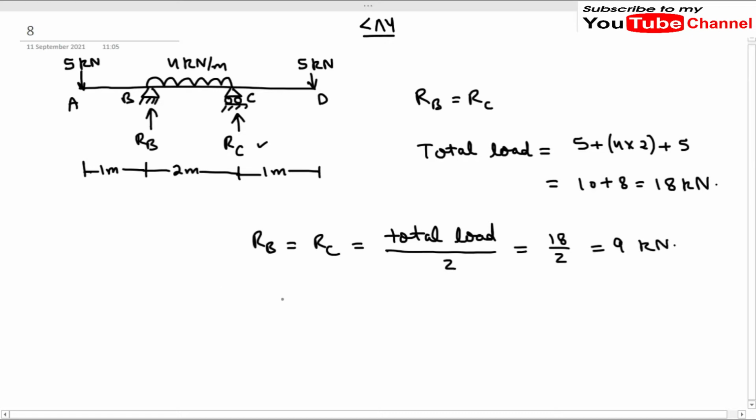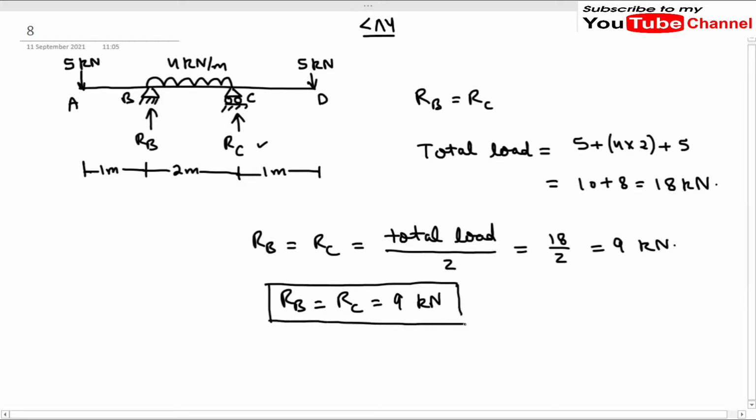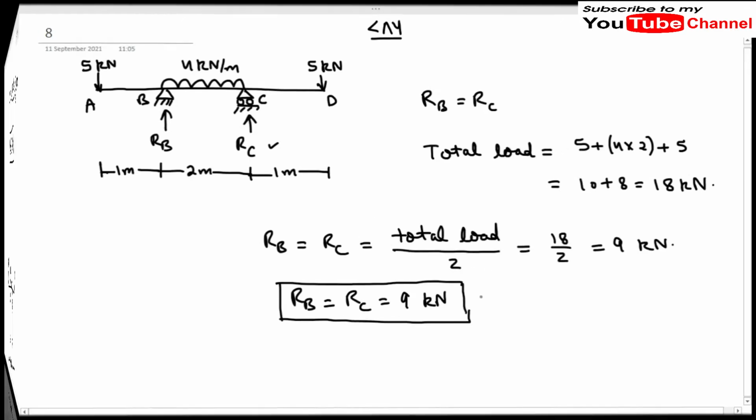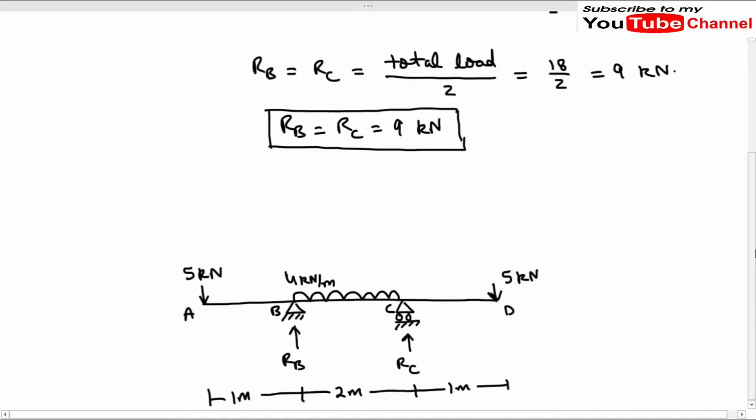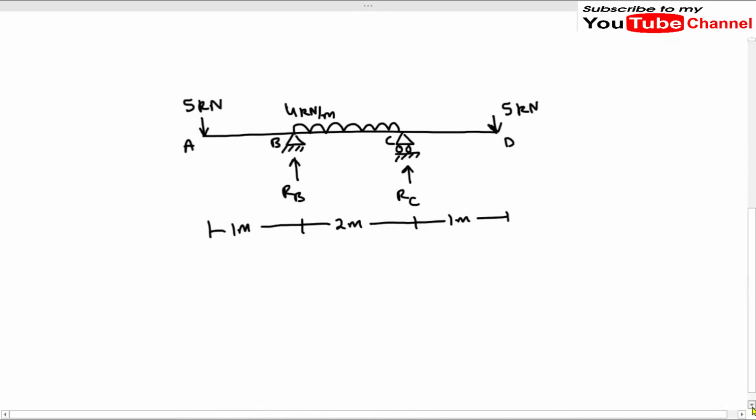Now we have got the value of RB equal to RC equal to 9 kilonewton. In this way you can find the value very easily, or you can take the moment about B, then you will find RC, and then you will use the sum of Fy equal to 0 to get the value of RB. This is the simplest way in which I have done this. So we have found the reactions at B and C. Now we will proceed to our solution.